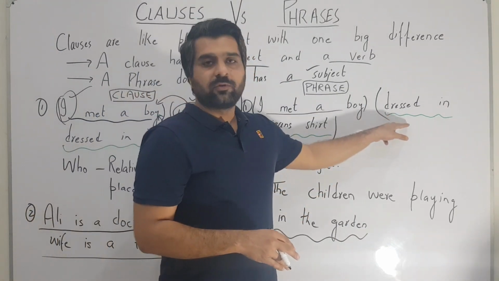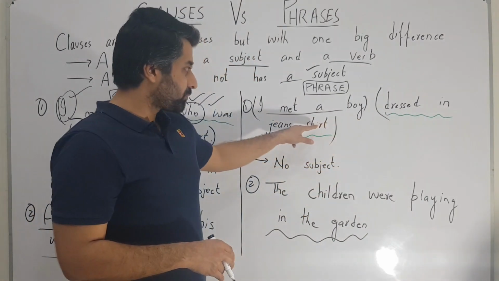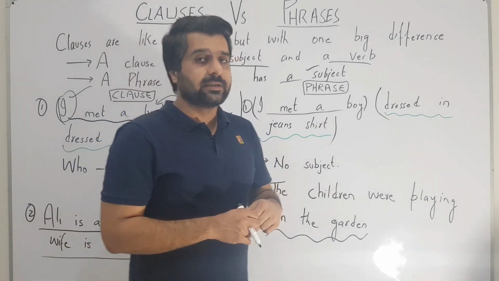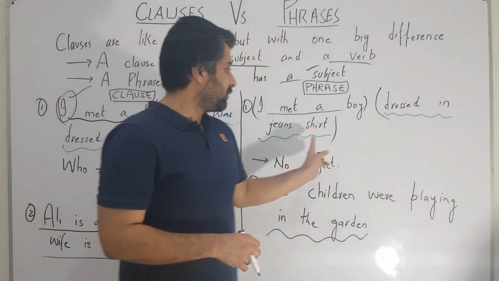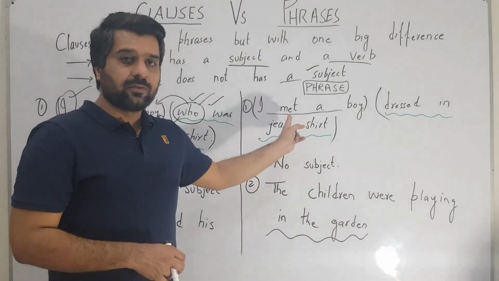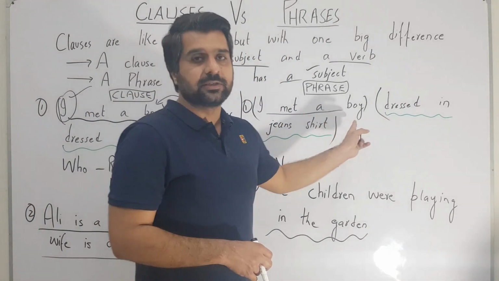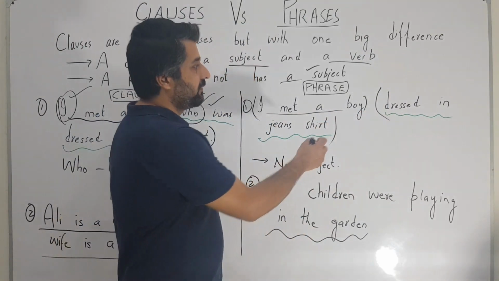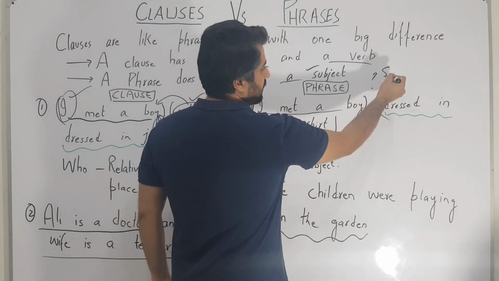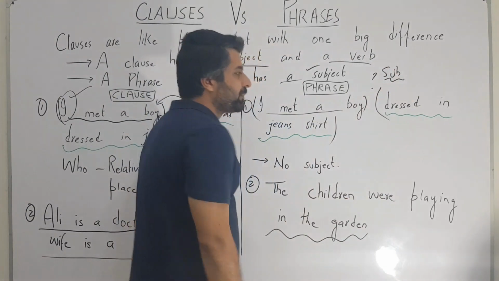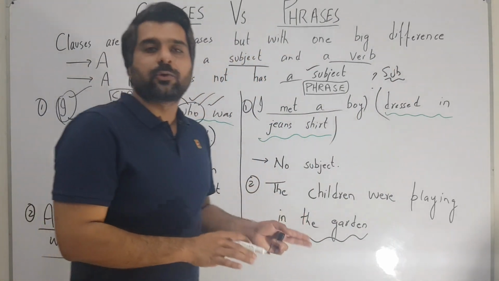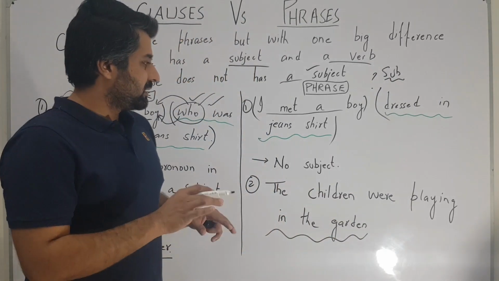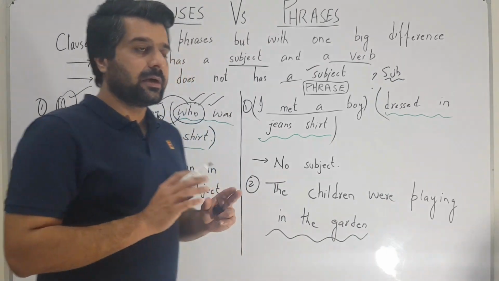So these are a group of words providing extra information in this sentence. Even if you remove this group of words, the sense of the sentence is still complete. So a phrase is a group of words without a subject. The subject is missing. On the other hand, clauses have a subject of their own. So this is the basic difference between a phrase and a clause.